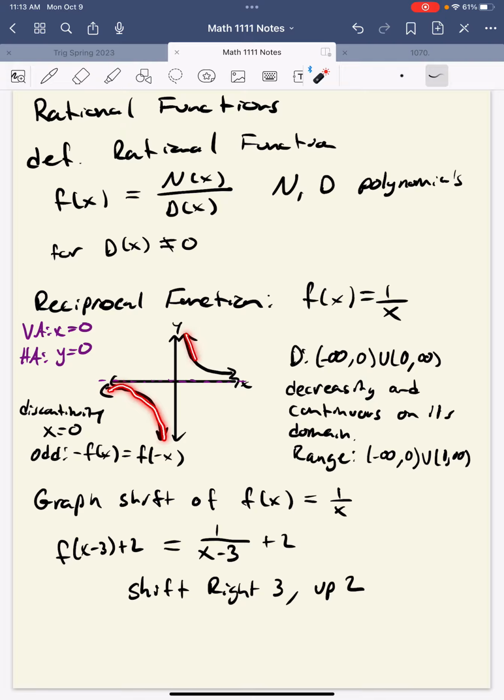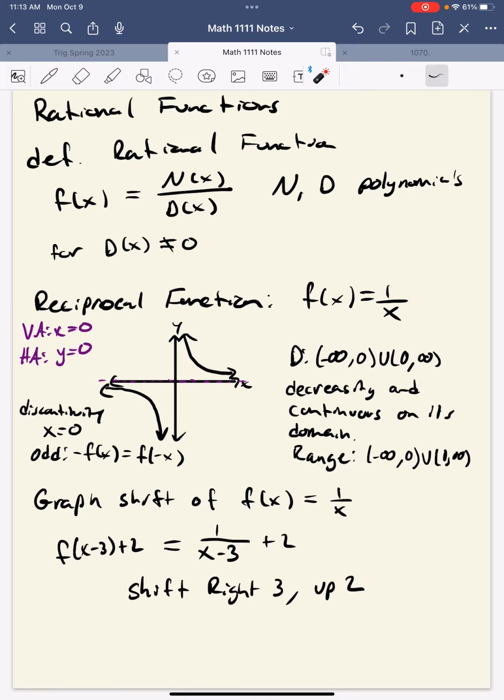This function is decreasing on its entire domain. It is continuous on its entire domain. There is a discontinuity at x equals 0, so the interval of continuity is the same as its domain. The range is negative infinity to 0, union 0 to infinity, because it is not possible for a rational function with a constant in the numerator to be equal to 0. All other numbers are possible outputs. This function is odd, meaning that negative f of x equals f of negative x.